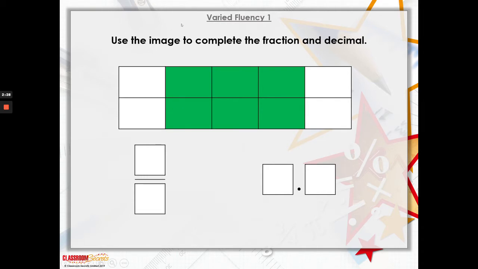So it says use the image to complete the fraction and the decimal. What I want you to do for this first question is leave the decimal for now, because we're going to go through that together, because it's the first time you're really doing it. Some of you might have done it already, so you can go ahead and convert it into a decimal straight away. That's fine. But all I want you to do at the beginning is just focus on converting it into a fraction. So for the first bit, just figure out what this representation would be as a fraction. Remember, numerator at the top, denominator at the bottom. So pause the video, off you go.